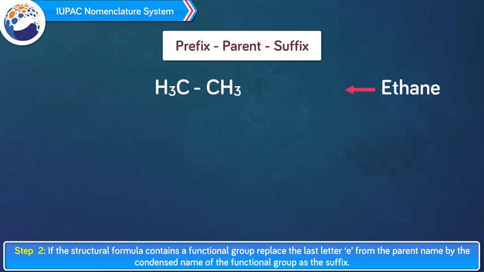Step 2. If the structural formula contains a functional group, replace the last letter e from the parent name by the condensed name of the functional group as the suffix. For example, in ethane, CH3-CH2, if we add OH, the alcohol group, e will be replaced by ol and it will be called ethanol.